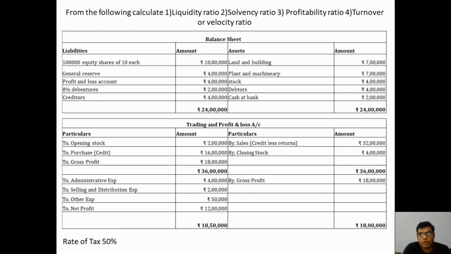This is the problem from which you need to calculate liquidity ratios, solvency ratios, profitability ratios and turnover ratios. Here we have the balance sheet, trading and profit and loss account, and one more piece of information related to the rate of tax, that is 50%. Now you try to solve this problem, and apart from this problem, solve all the exercise as well as illustration problems from your textbook, so that you will be perfect for the examination.